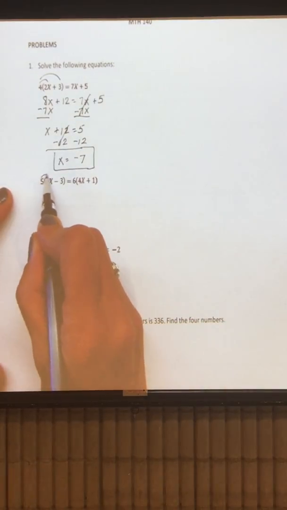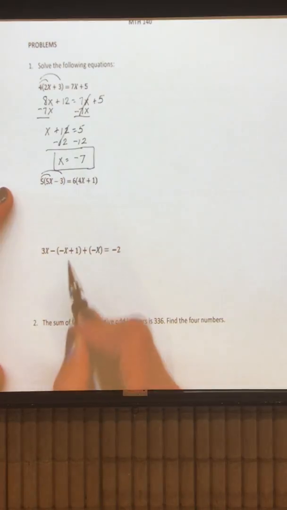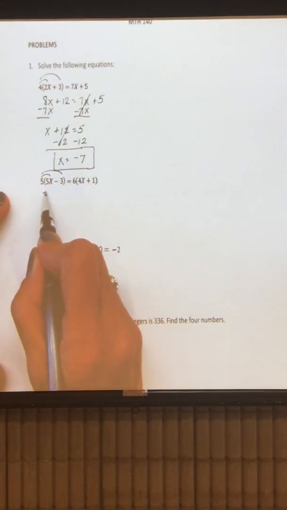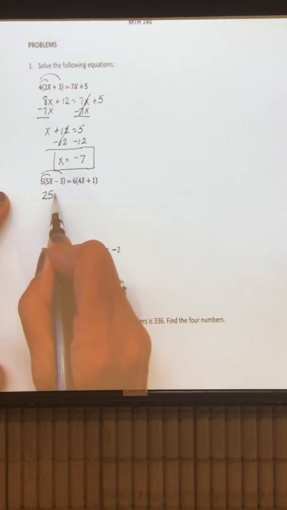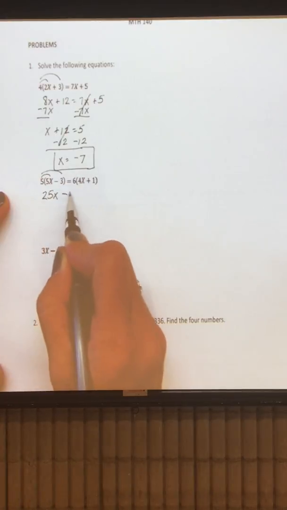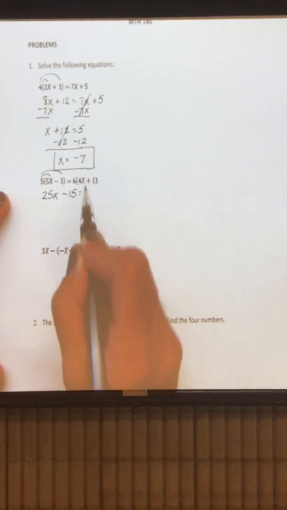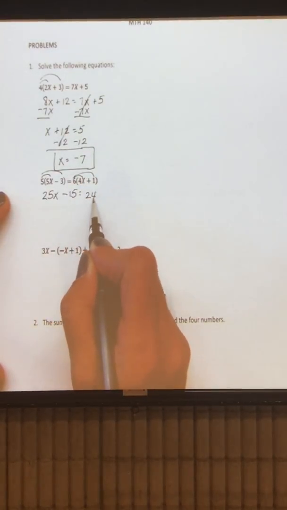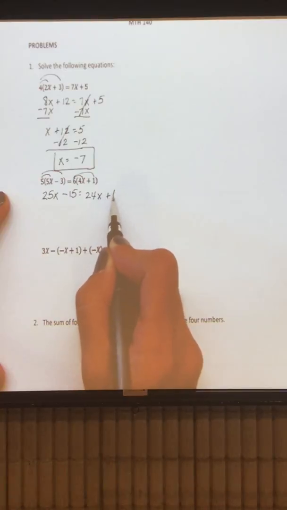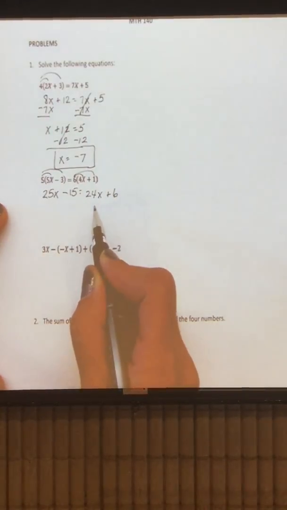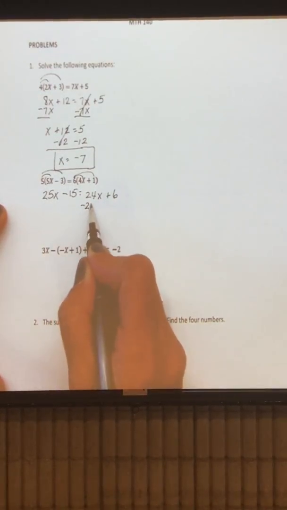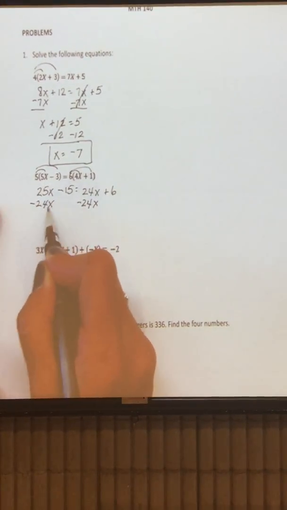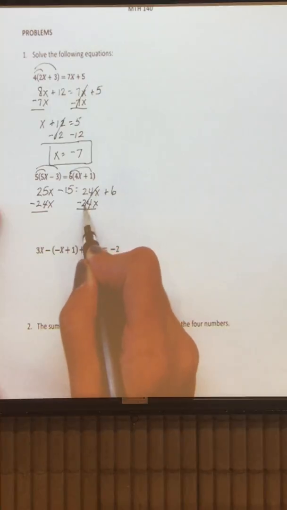Here, the same problem. Different numbers, we do the same procedure. You distribute. 5 times 5x is 25x, minus 15 is equal to 24x, plus 6. Combine like terms. Let's subtract 24x from both sides. And this cancels the 24.